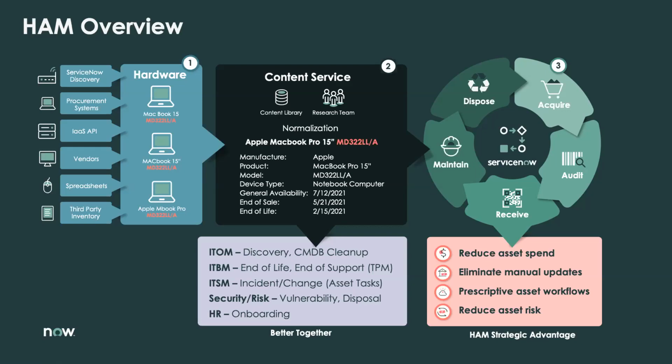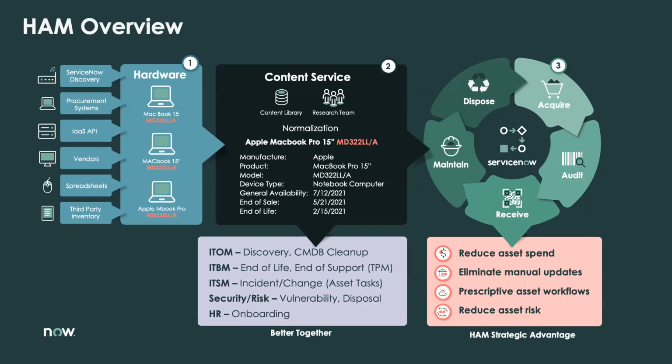So the content service that is included as part of hardware asset management includes the content library, which is updated by ServiceNow continuously with up-to-date information from our publishers and manufacturers, as well as the research team to go out and research anything that's not currently in the content library. So based off of the model number, as you can see in the example, that is where we pull in information like manufacturer, product, device type, as well as lifecycle dates. So lifecycle dates enable us to better plan our business processes for currently and into the future.